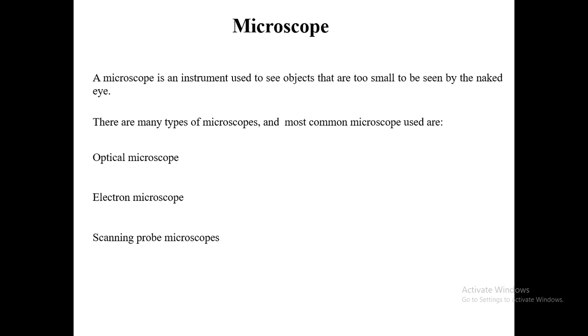The optical microscope uses light to pass through a sample to produce an image. The electron microscope uses an electron beam to pass through a sample to produce an image. Example: scanning electron microscope. The scanning probe microscope uses a probe. The probe is scanned over the surface of the sample, and the forces that cause an interaction between the probe and the surface of the sample are measured and mapped to produce an image. Example: atomic force microscope.